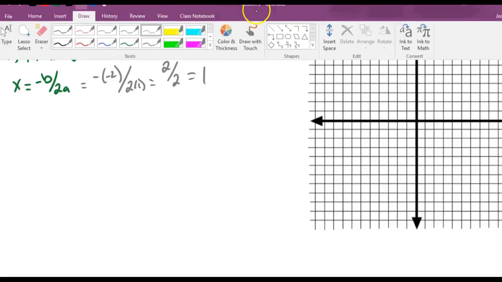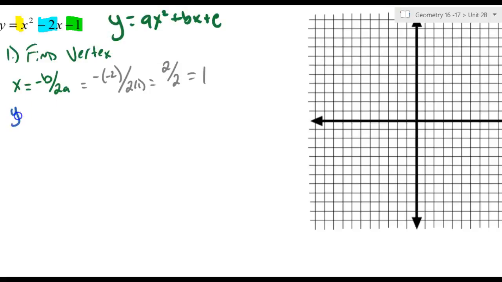But now I have to find my y. Well, my y is just whatever I get when I take this x value and substitute it in for all the x's. So 1 squared minus 2 times 1 minus 1. This gives us 1 minus 2 minus 1, which actually works out to be negative 2. So our vertex is going to be found at 1, negative 2.